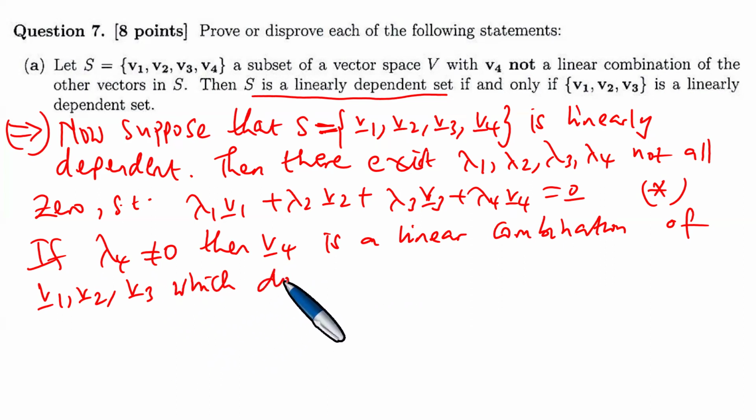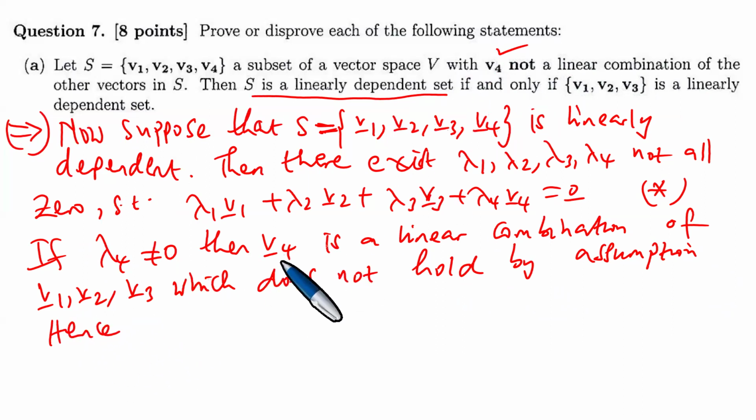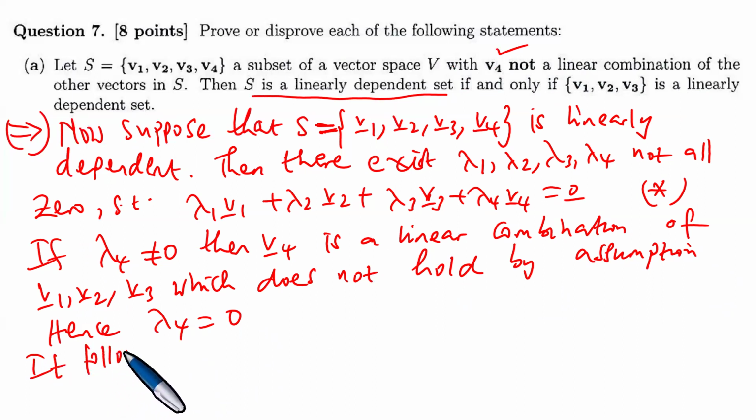which does not hold by assumption. Which does not hold by assumption because V4 is not a linear combination of the vectors in S. Hence, we're told that V4 is not a linear combination. Now, if we want to make it a linear combination, then we're going against the hypothesis there. Hence, lambda 4 must be 0. It follows. It follows from star.